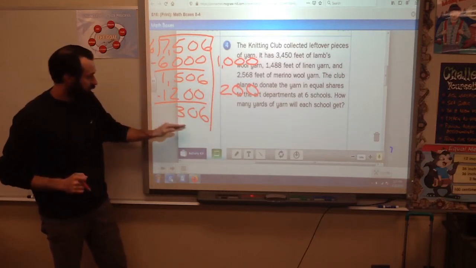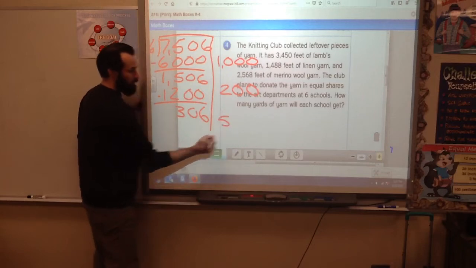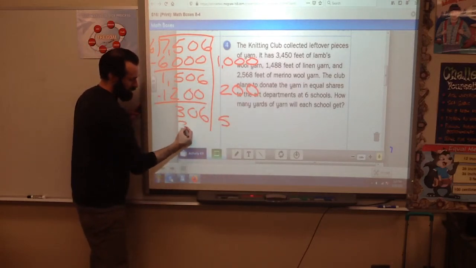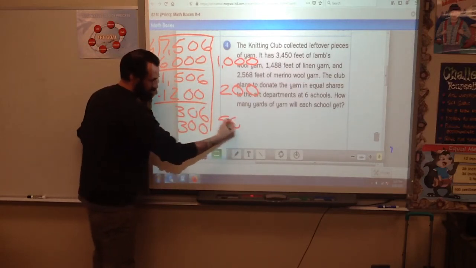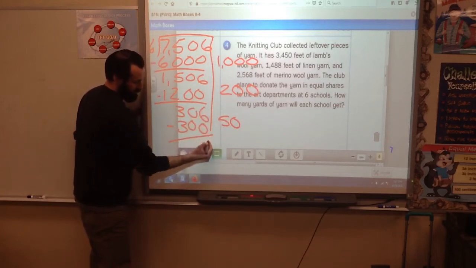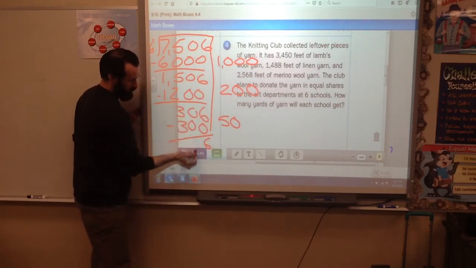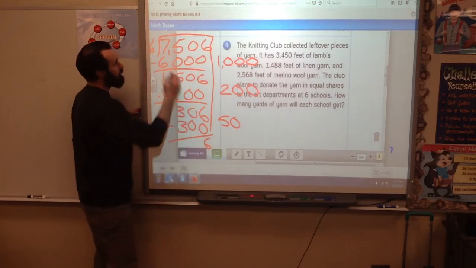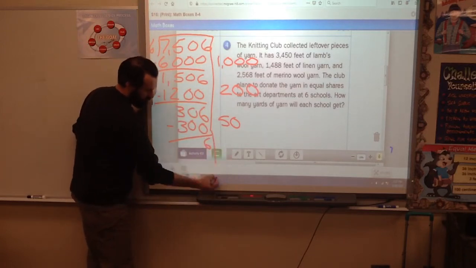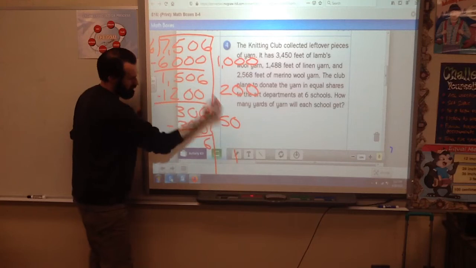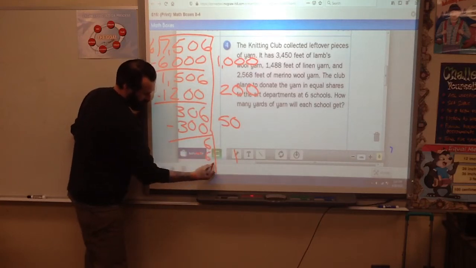What times 6 is 30? 5. 6 times 5 is 30. Add a 0, add a 0, and subtract. 6 minus 0 is 6, 0 minus 0 is 0, 3 minus 3 is 0. 6 times what is 6? 1. 6 times 1 is 6.